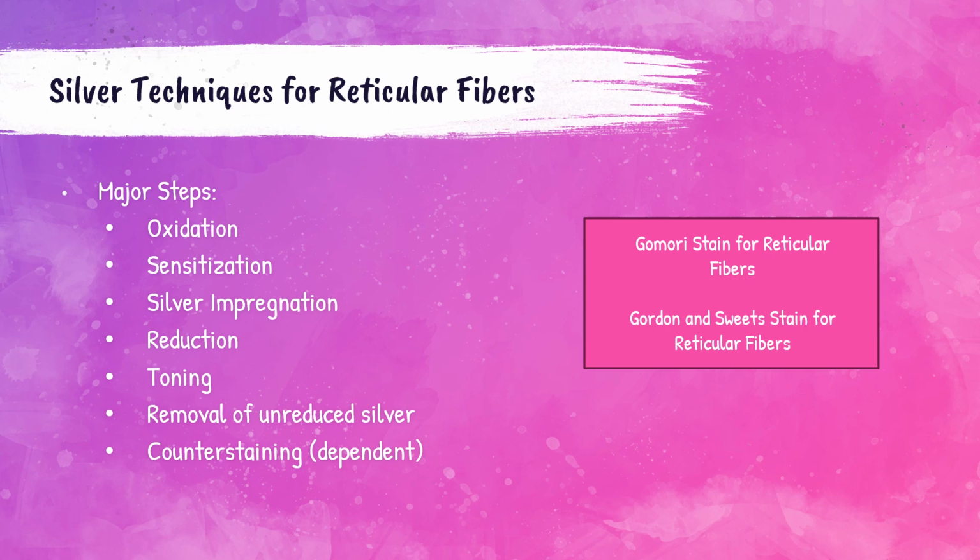This sensitization material is then replaced with silver. Silver impregnation occurs when treating the tissue with any ammoniacal or diamine silver complex. The reduction step uses formaldehyde to reduce any leftover silver diamine ions to metallic silver. Toning is when the bound metallic silver is treated with gold chloride. This changes the metallic silver to metallic gold. Then the unreduced silver is removed by treating the tissue sample with sodium thiosulfate.